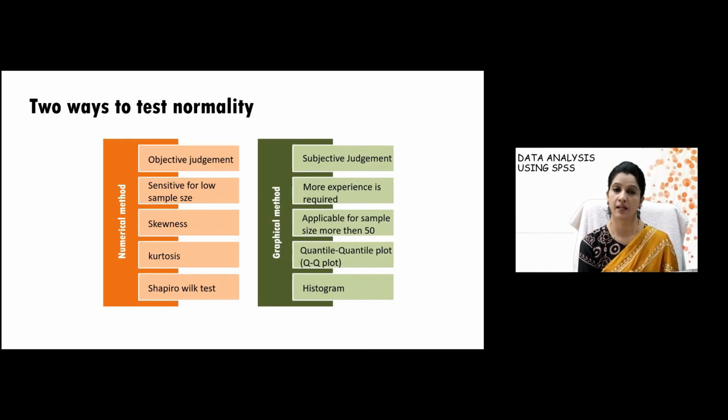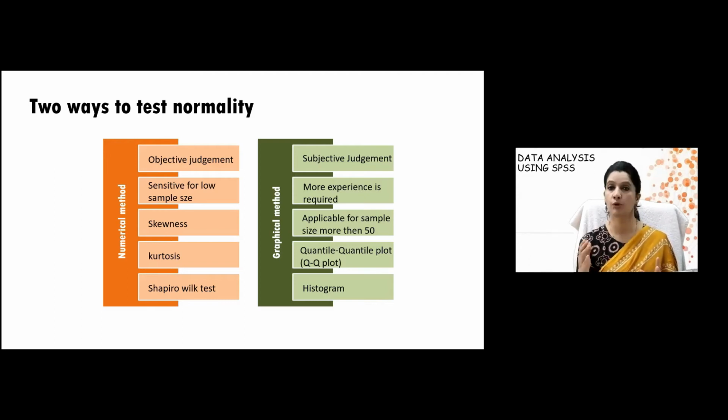Now there is again a subjective way to assess normality. What is that subjective judgment? In the subjective judgment, you need more experience, because you should be familiar with the type of plot seen on the X and Y axis. If you see more and more graphs, you become very familiar with what is a normal distribution and what is not. This graphical method is usually applicable for sample sizes of more than 50.